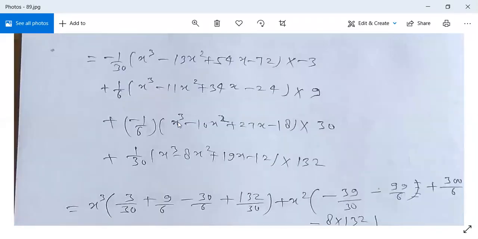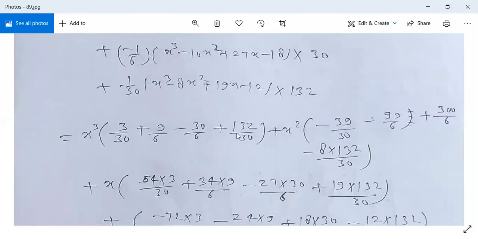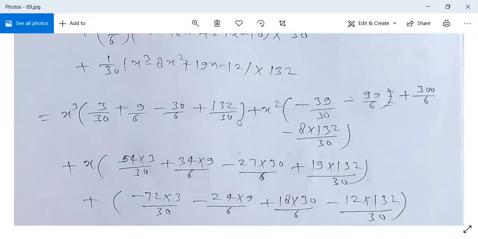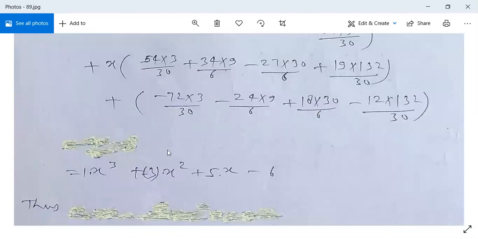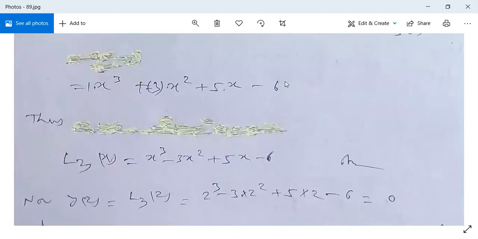After evaluation, this is simplification. You can do it yourself. It is not a very tough task. So after simplification, we will get x cube minus 3x square plus 5x minus 6. Thus, L3x can be written as x cube minus 3x square plus 5x minus 6. It is our solution, meaning it is the Lagrange interpolation polynomial that satisfies the given conditions.